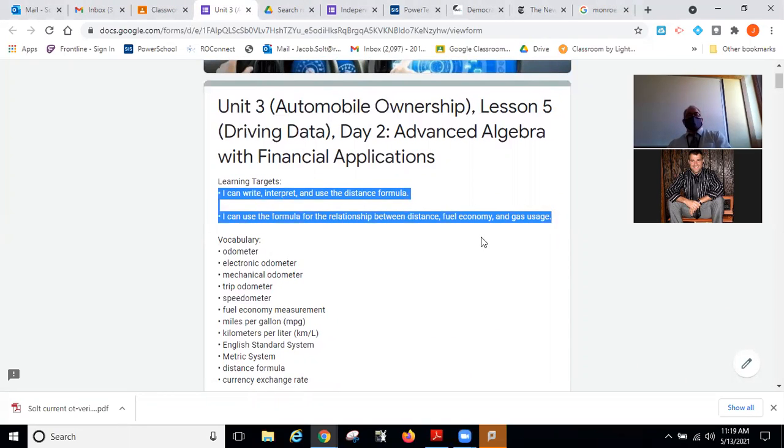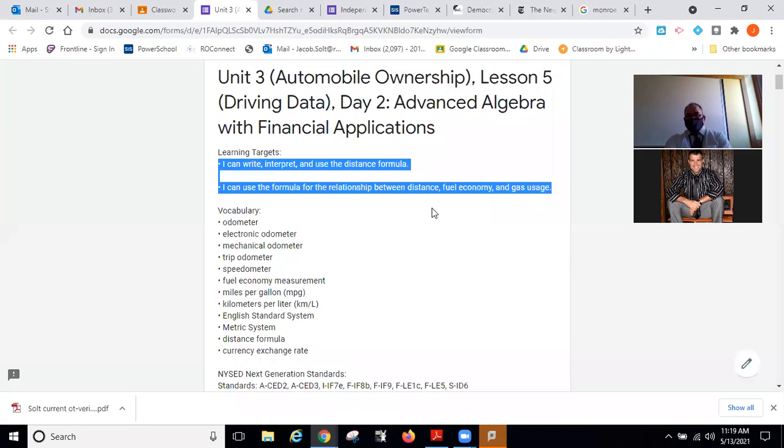A situation where someone drives 75 miles per hour for 10 hours. What distance did they travel, right? You use that distance formula. Someone drove for 3 hours and they got 650 miles. What was their rate of speed? These kind of things. So it's just distance driven equals the rate times the time, and you'll be given 2 pieces of that information, and you'll be solving for the other piece. Then there's that using the formula for the relationship between distance, fuel economy, and gas usage.